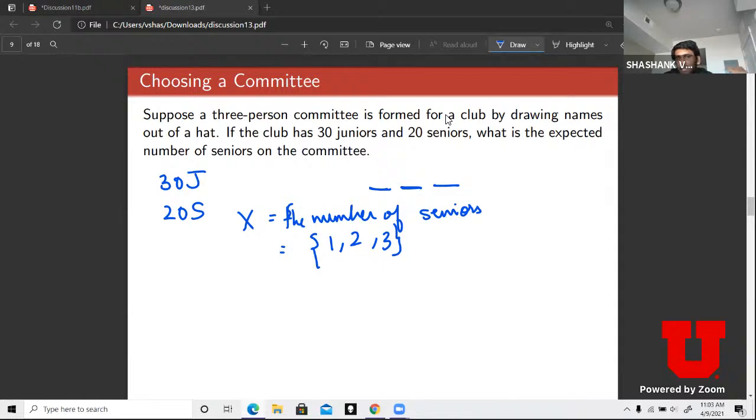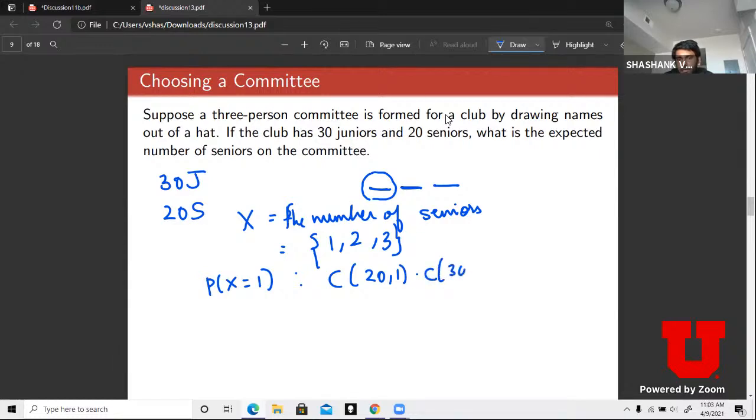Because then 0, like it would technically not count. So, what's the probability that x equals 1? There's 1 senior, so you need to select 1 senior from 20 seniors, and the other 2 would be juniors. So it would be 20 choose 1 times the other 2 would be 30 choose 2, divided by 50 choose 3.